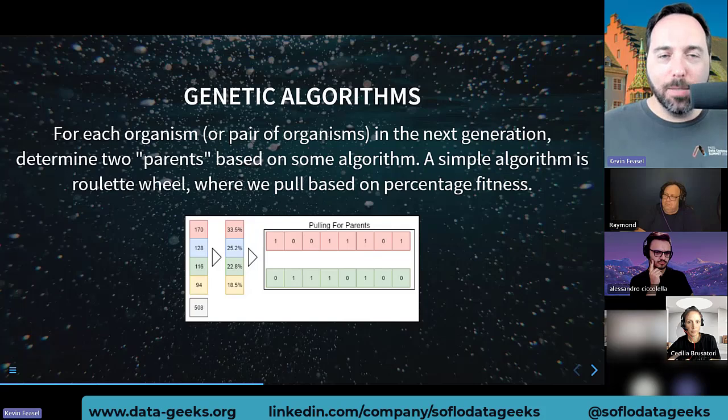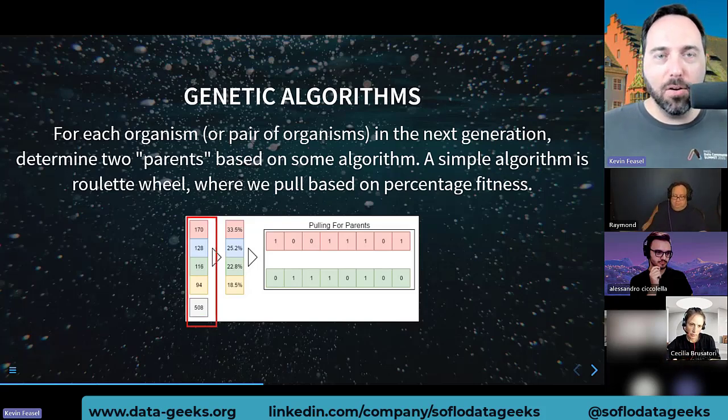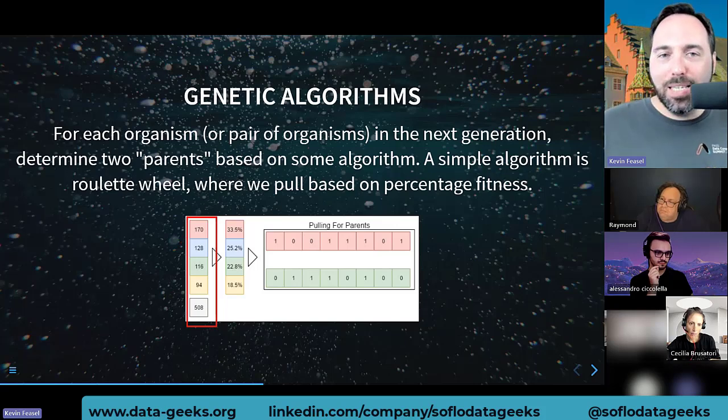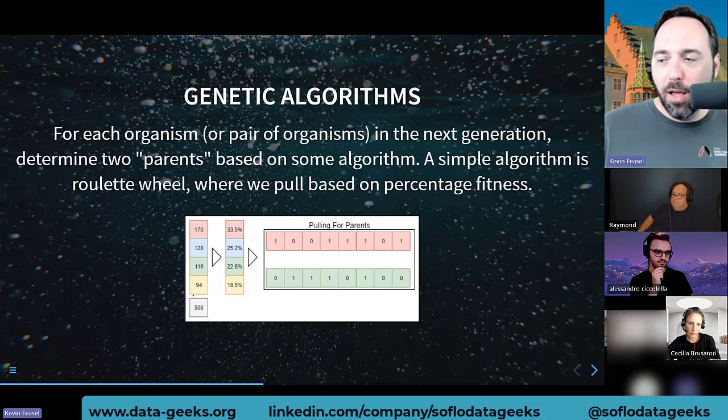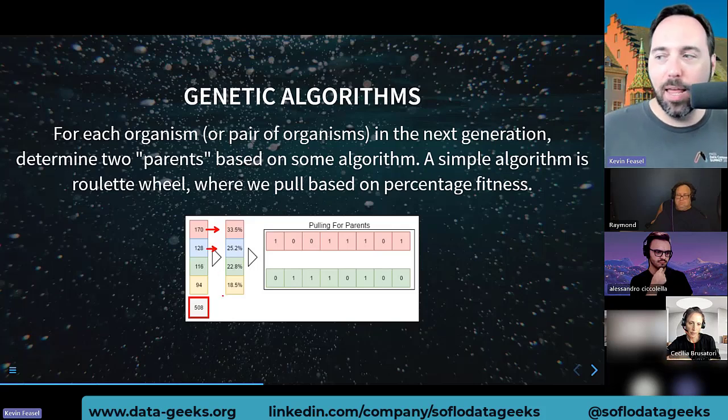And the way that we do that specifically in genetic algorithms is we take the summarization of all of the chromosomes in our population, all of those organisms, and we sum up the values of their fitness functions. So in this case, we had a 170, a 128, a 116, and a 94. That adds up to 508. Then we say, okay, of the total fitness of the population, this red fellow was worth 33.5% of the total score. This blue was worth 25%, and so on.